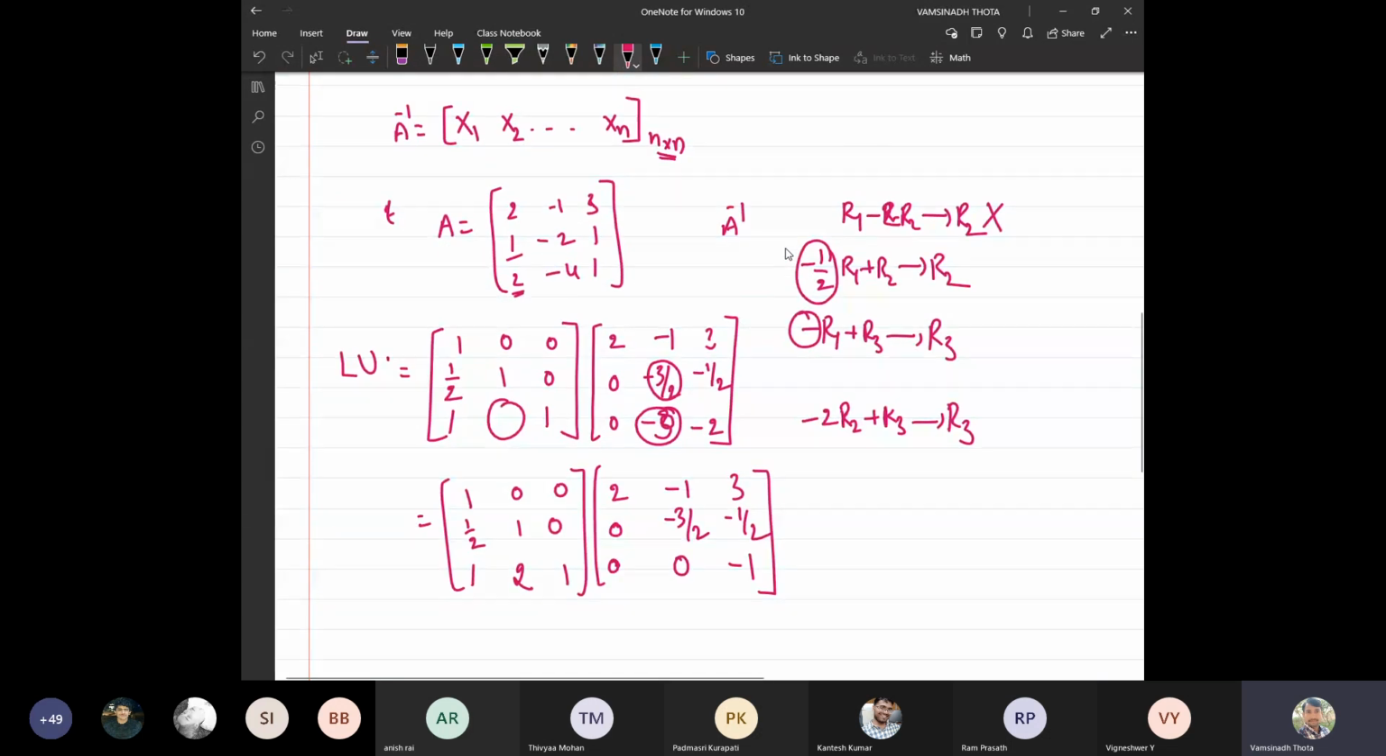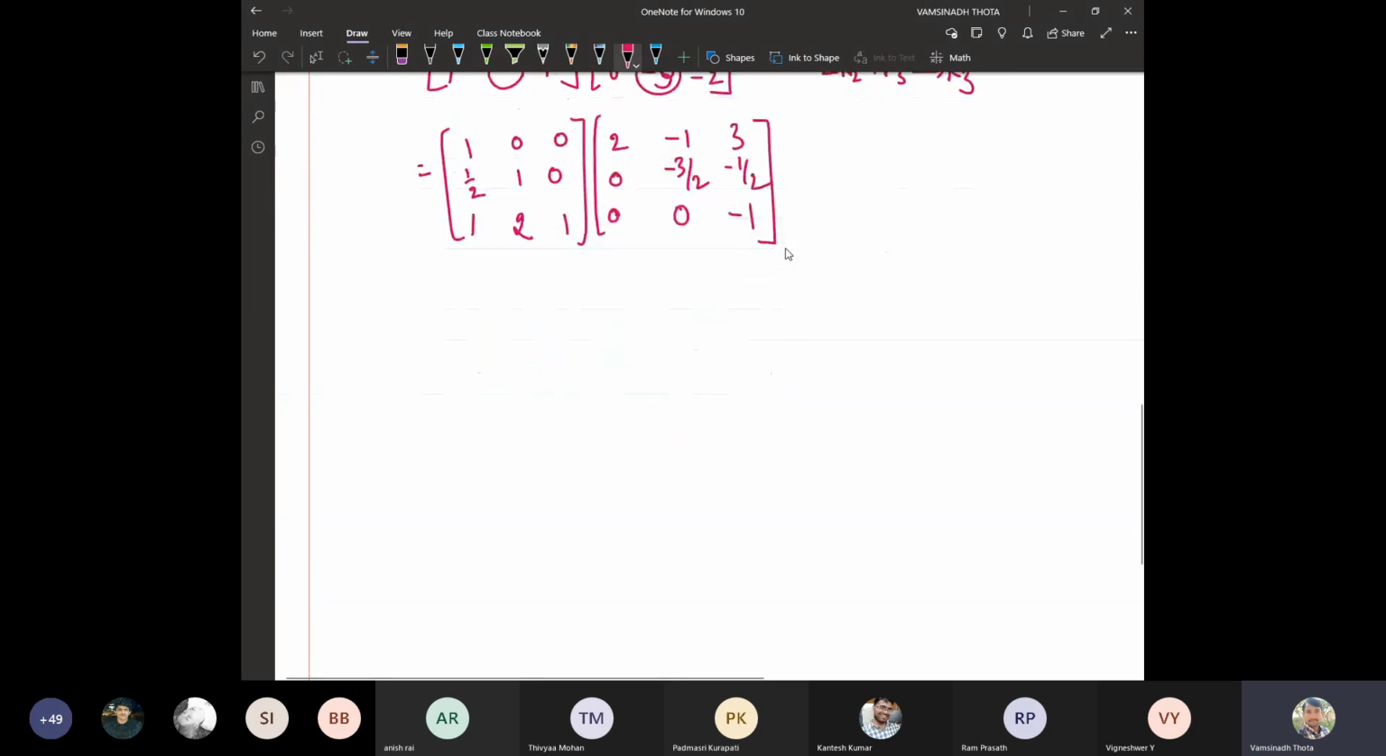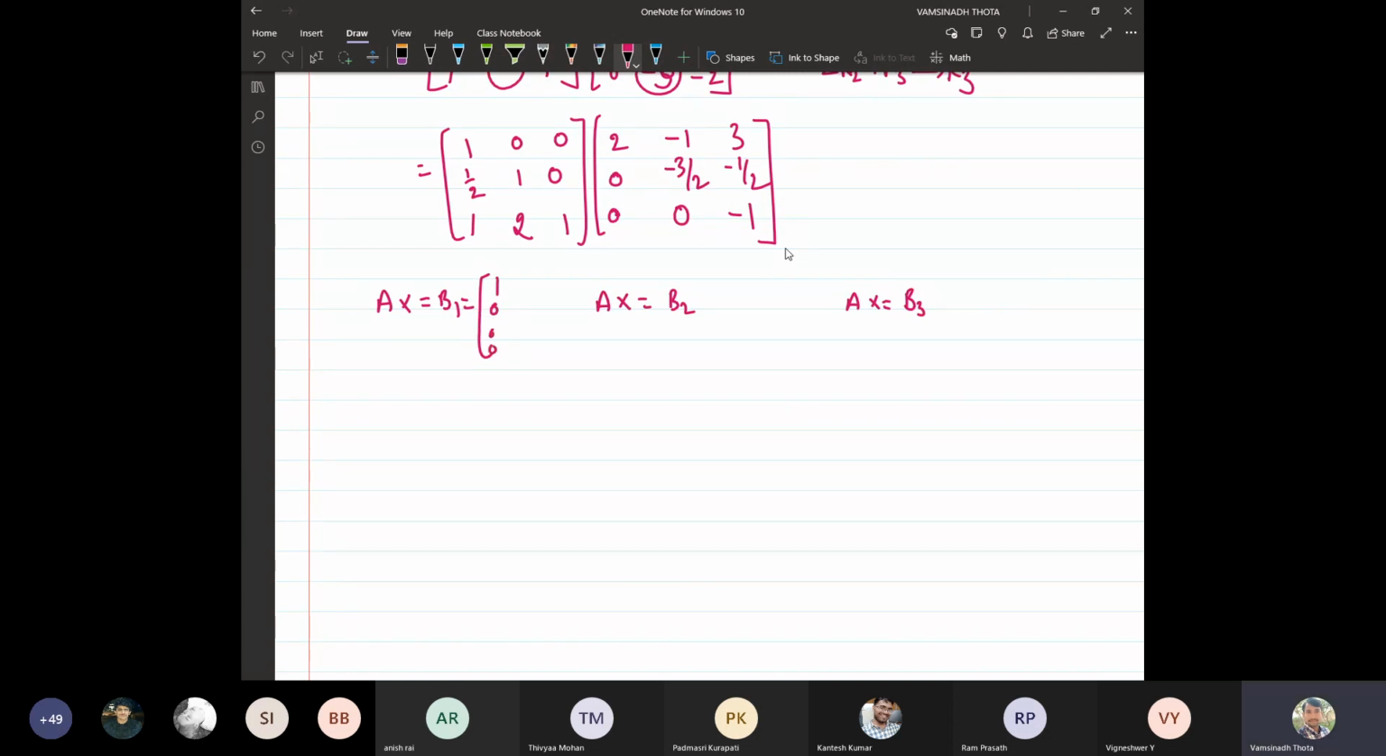Yes, it is there. Now what we need to find out? We need to find out the A inverse. How to find out the A inverse? We need to consider 3 systems because n is equal to 3 here. AX is equal to B1, AX is equal to B2 and AX is equal to B3. What is B1? B1 is 1 at the first entry, remaining is 0. What is B2? B2 is 0, 1, 0. And what is B3? B3 is 0, 0, 1.